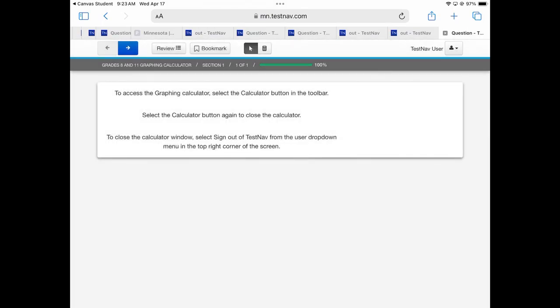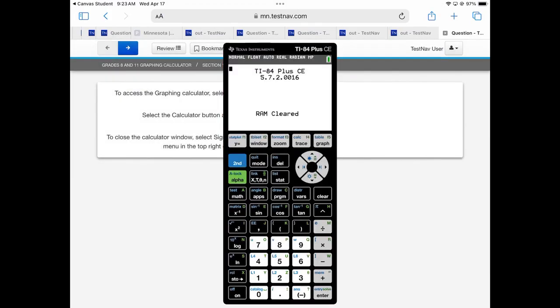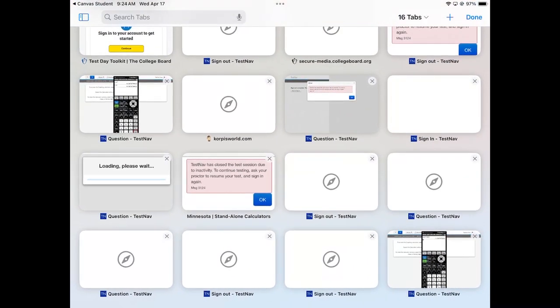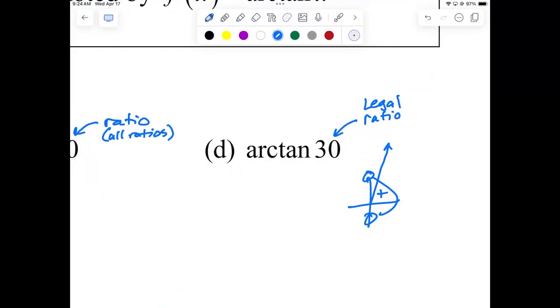You want it in degrees or radians? Let's do it in radians. How do we type in arctangent? Ooh, 1 over tangent would be cotangent. We hit second tangent of 30, and we get 1.537.